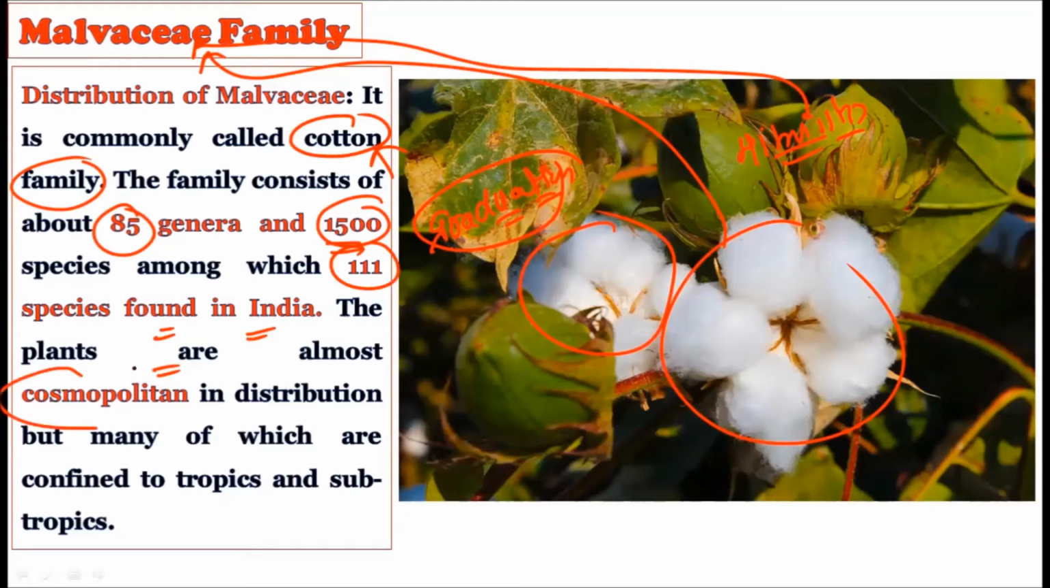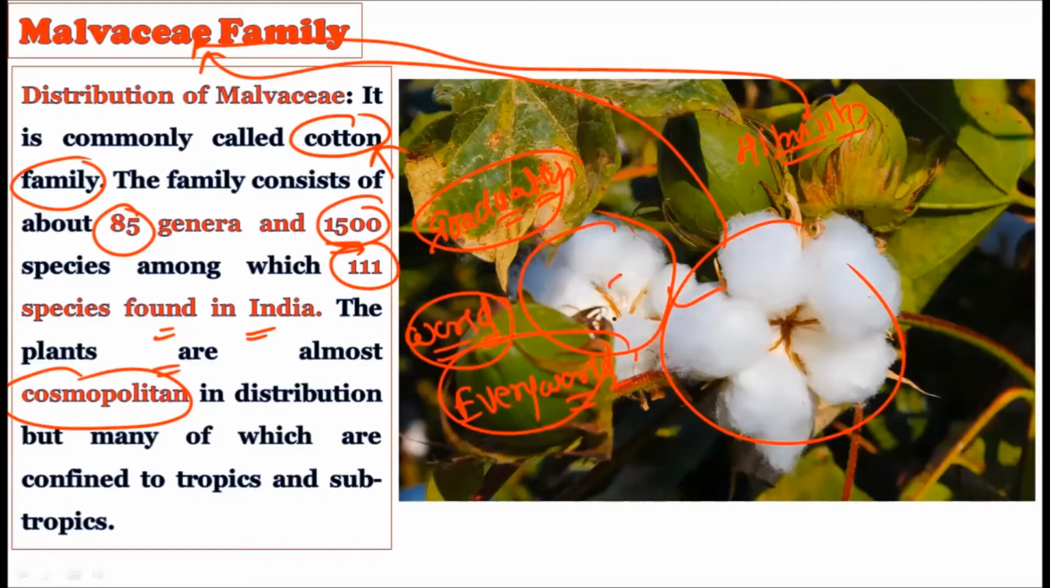The plants are almost cosmopolitan. This literally means they are found throughout the world. They are cosmopolitan in nature, that is, they are found everywhere in the world. Everywhere you go, you will find members of the Malvaceae family. In fact, the single most widespread cotton species is found in almost 70% of the world's parts, right? So when you say cosmopolitan in distribution, that literally means you will find the presence of Malvaceae family members throughout the world. But many of them are confined to the tropics and the subtropics. So tropical and subtropical areas are favored by these species.